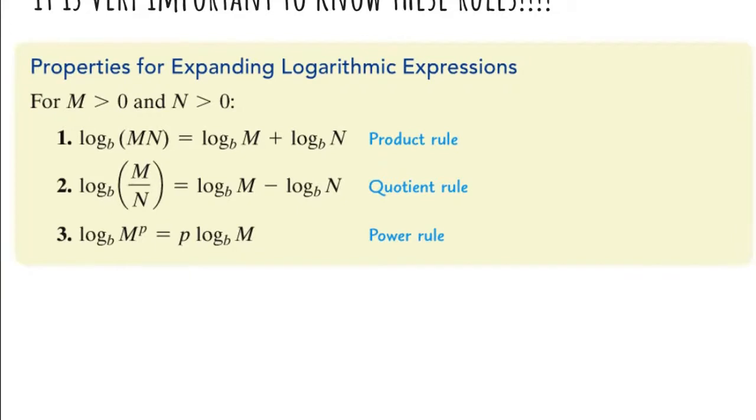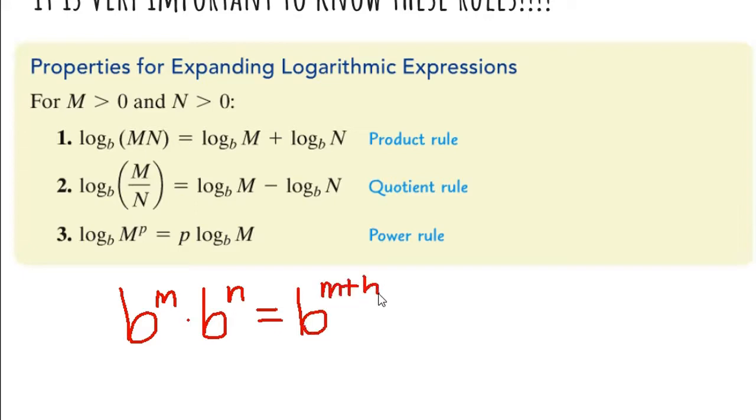When we had exponents, when you had a base value to the m times the base value to the n, if they had the same base, you could add their exponents. So the logarithm product rule is similar. If you have multiplication inside your logarithm, then you add the separate logarithms. It's undoing. For a logarithm, when you have multiplication inside the log, you have addition of separate logs.